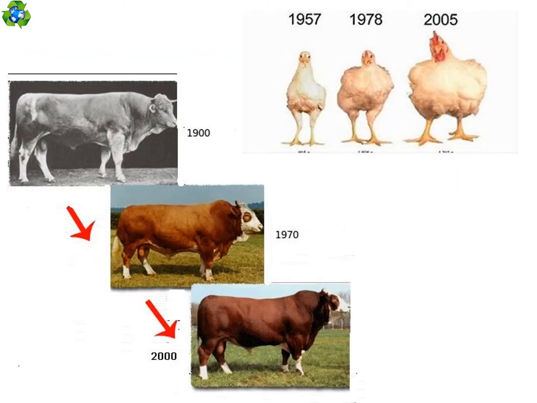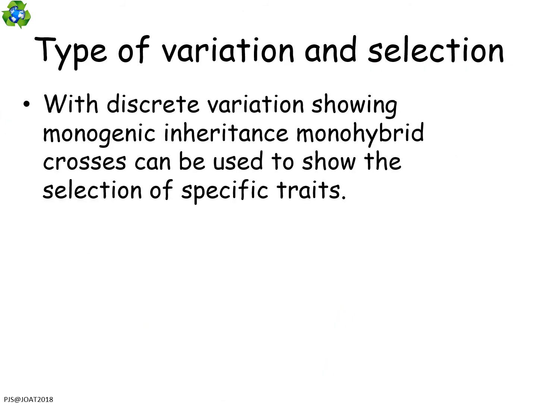This is just a reasonably clear example of how we've done quite drastic selective breeding, obviously in cattle and in chickens. So discrete variation you can actually monitor quite easily, and you can use crosses to do this, and you're still expected to be able to do monohybrid crosses.